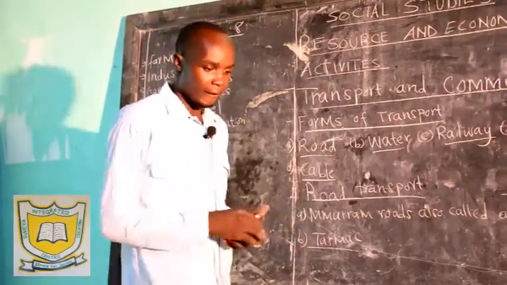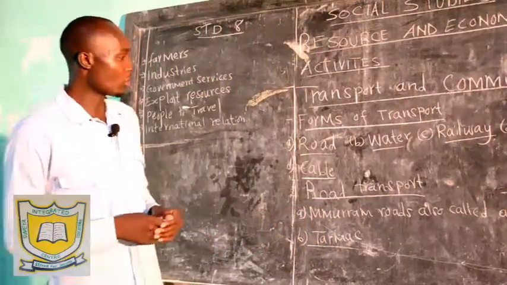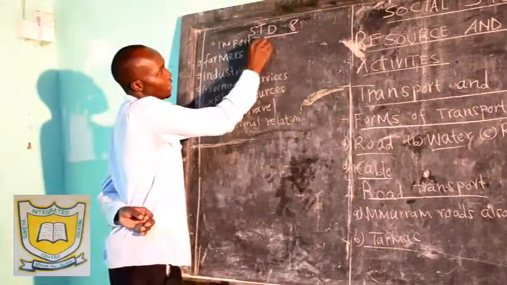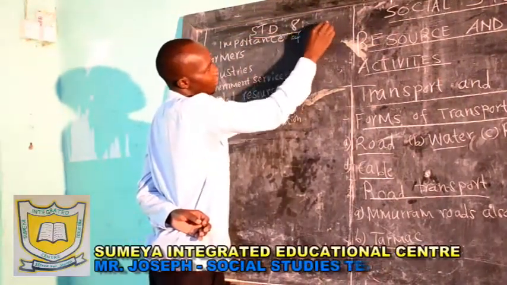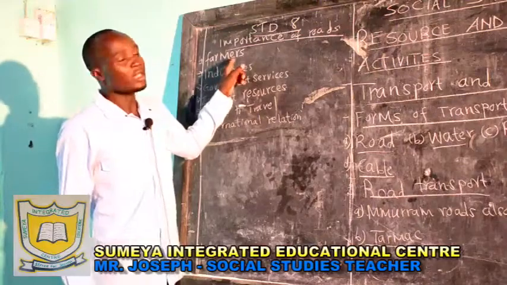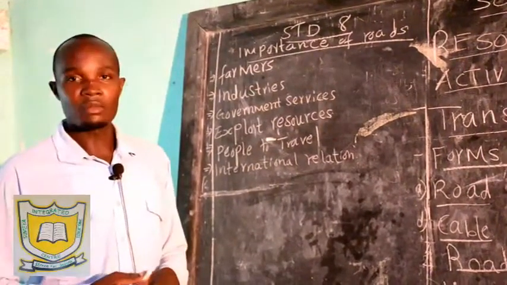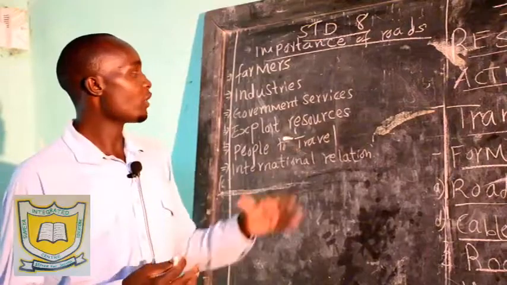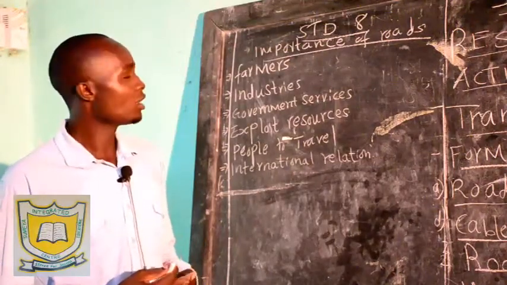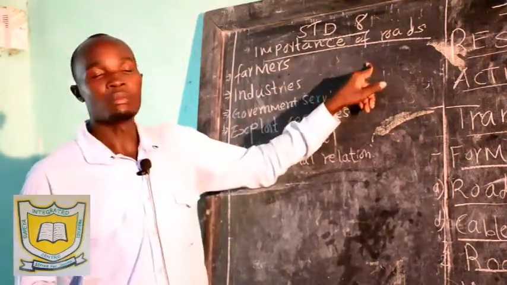Then we are also going to look at the importance of roads, or importance of using road transport. So number one, the importance of good roads is that it enables the farmers to take their produce to the market. We know very well that farms are mainly found in the rural areas of the country. After the farmers have harvested their produce, they can take it to the market, especially perishable goods like tomatoes. They go bad easily. So if the roads are good, then they will take their produce to the market with ease.